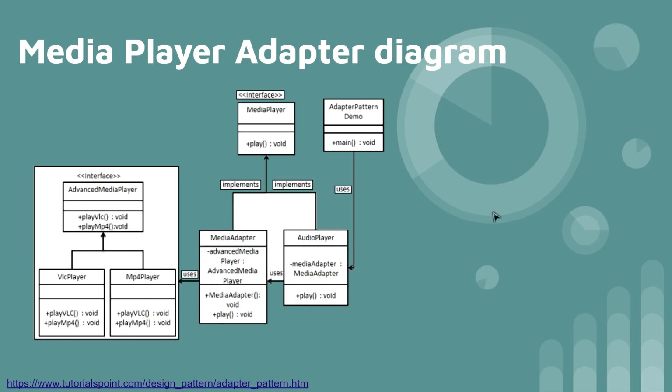A full adapter diagram might look something like this. We have our media adapter and we have our advanced media player and our normal media player. These two are hooked into each other to create the media adapter, which the audio player then uses in order to play all the audio that it needs to be able to play.